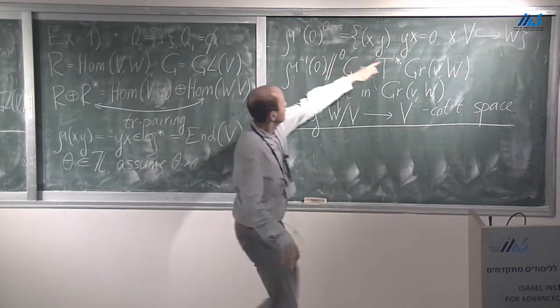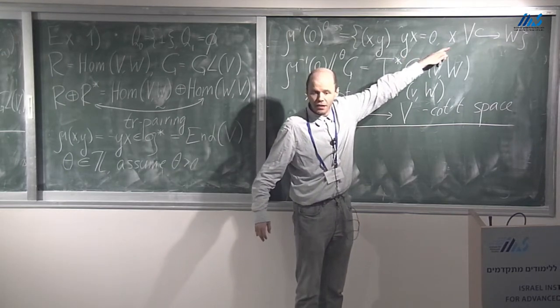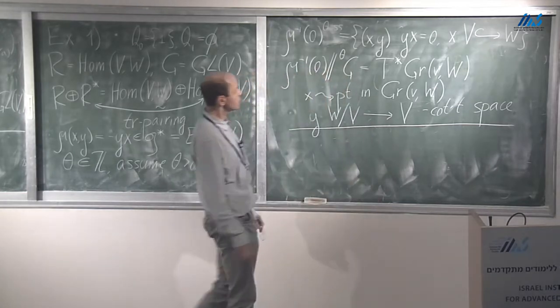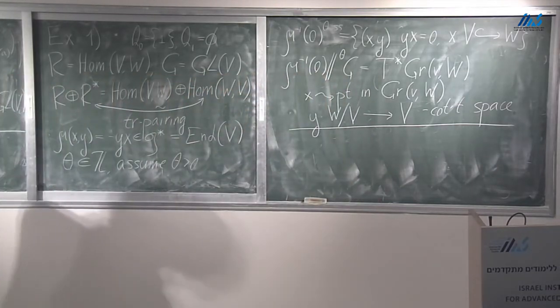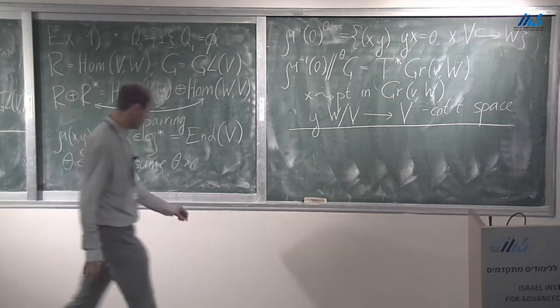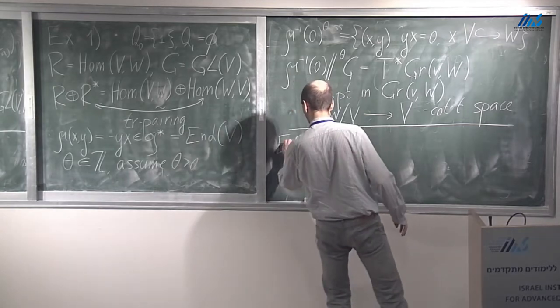It's important here. If theta is negative, the condition is that Y is surjective. And we'll get a dual Grassmannian, a cotangent bundle to the dual Grassmannian. Alright, so that's an example. Let me explain some generalizations. Well, this example, example 1 prime.